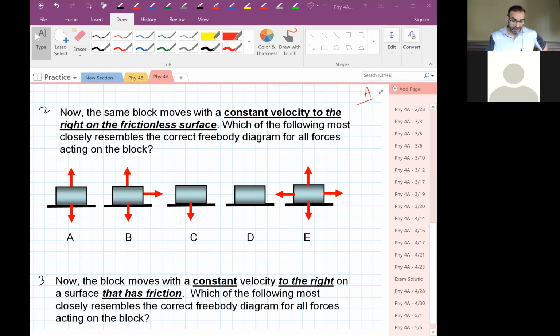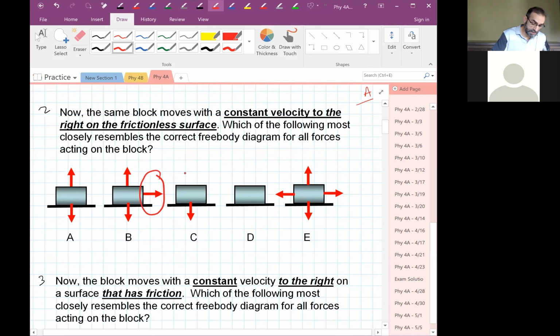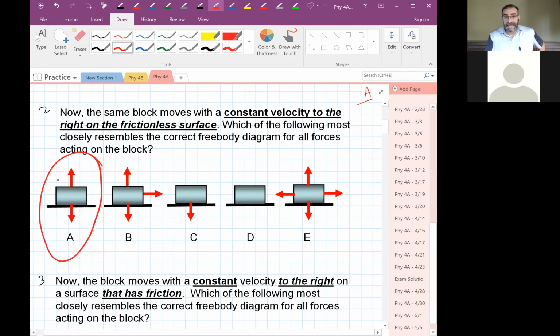Okay, it looks like the leading answer was B, but of course that cannot be the case, because if there was a net force to the right, there would have to be acceleration to the right. And what does it tell us up here? It's moving with constant velocity, no acceleration to the right. So what's the correct answer? A. A is the correct answer.